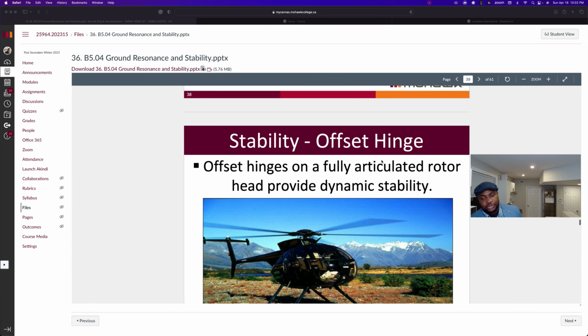An offset hinge, though, is found on a fully articulated rotor system, and this is very important. The helicopter I'm going to show you now is not a fully articulated rotor system, but the offset hinge refers to the distance between where the blade attaches to this blade cuff and the hub. So offset is the distance. If there was no offset, this blade would be directly attached to the center of the hub. Having an offset has been discovered to increase the helicopter's dynamic stability.